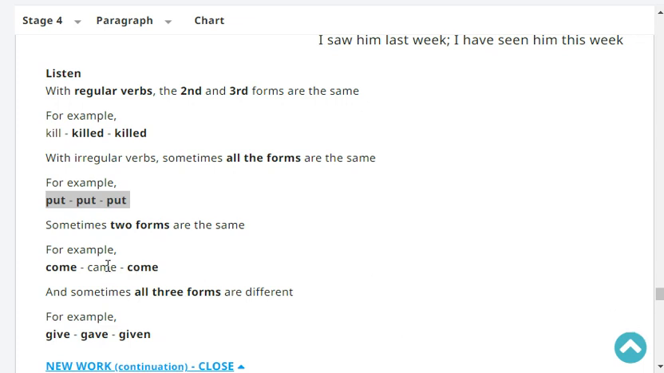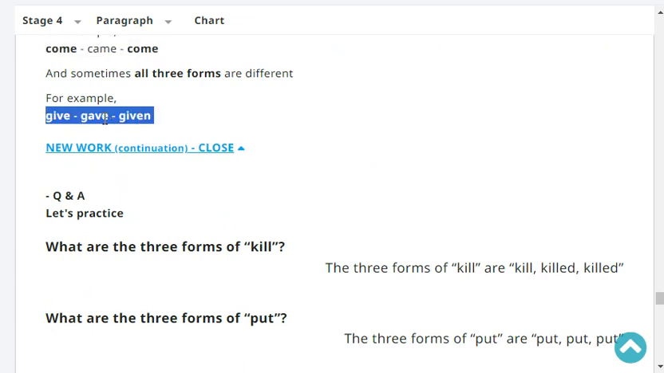An irregular verb sometimes has two forms that are the same, the first and the third, the present and the past participle. For example, come, came, come. So that's an irregular verb. And sometimes all the forms are different. For example, give, gave, given. So that's an irregular verb.